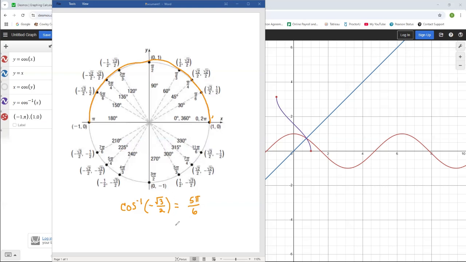And if we asked for the inverse cosine of negative 1/2, okay, the angle whose cosine is negative 1/2 is 2 pi over 3, or 120 degrees.